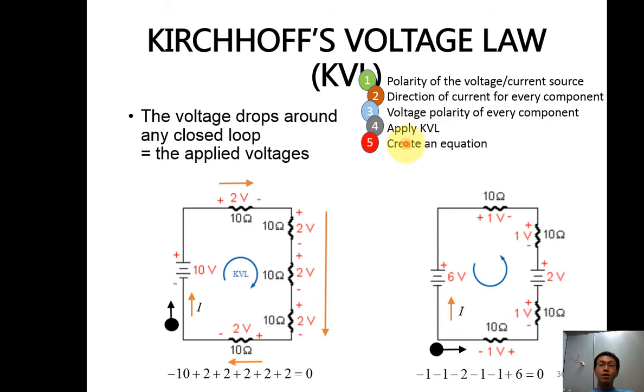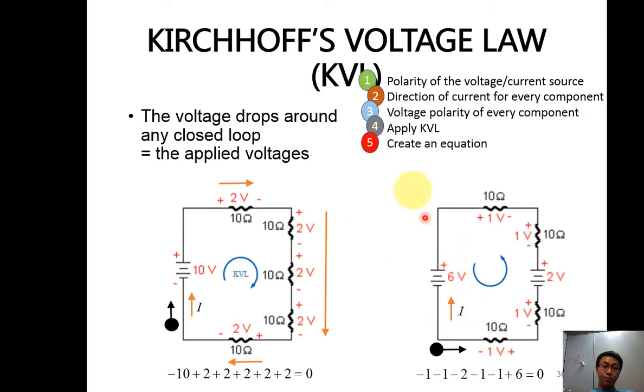Then I apply Kirchhoff's voltage law. For example, I apply this direction. I start from here. It goes here, it touches negative, so negative 10. Then go here, positive 2. Go again, positive 2. Go again, positive 2. Go again, positive 2. Go again, positive 2. Then I equate it, and it becomes 0.